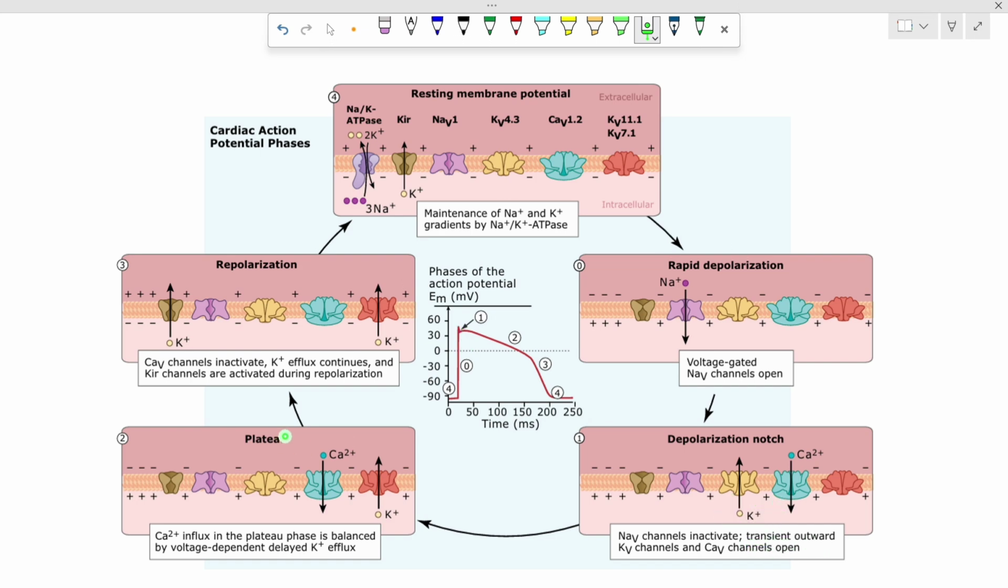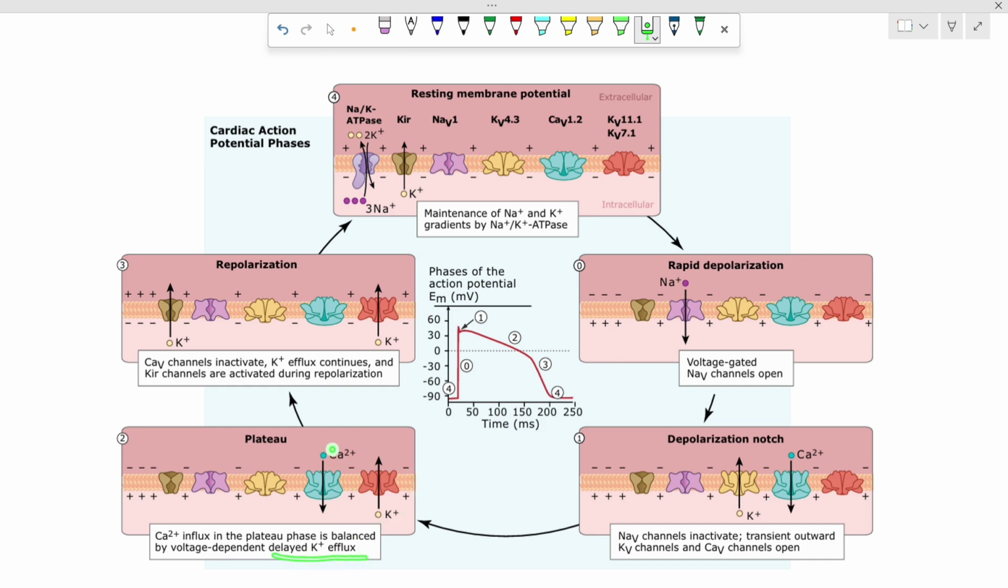Okay, now the plateau phase is important because from here it maintains the depolarization. Now depolarization is maintained because of the influx of calcium from these calcium channels. Remember this, the calcium that enters through the calcium channel is small in amount. The major calcium release occurs from the sarcoplasmic reticulum into the cytosol. So this calcium causes the small influx, but this calcium influx maintains the depolarization state, because here the counterbalance is performed by the delayed potassium channel.